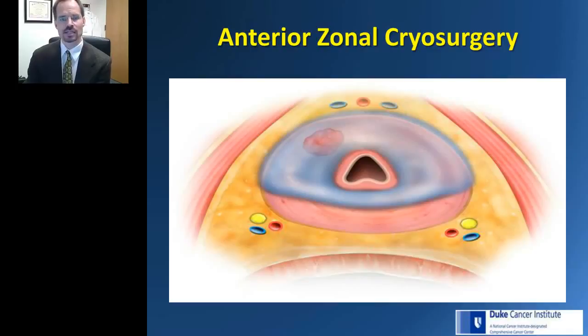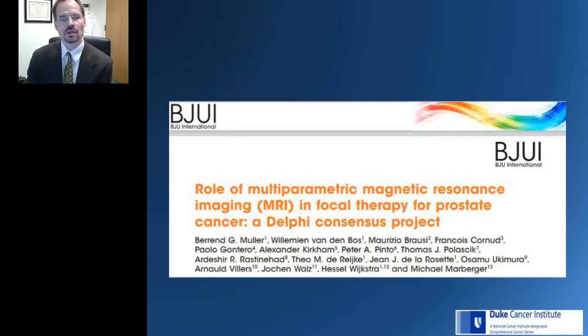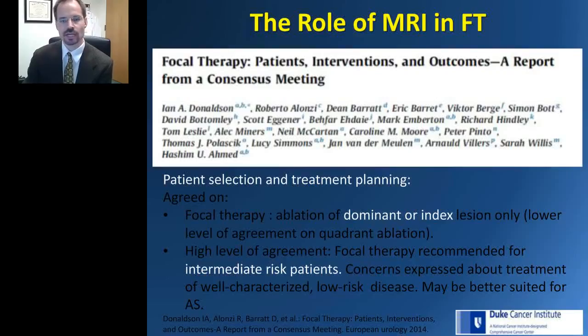So this is a novel concept. This is an anterior zone cryosurgery for this particular patient. As you saw, his tumor was in the anterior zone here. We're running the ice down to here. We're getting nowhere near his nerve bundle on the left and the right. So this patient has an ideal outcome in terms of potency and continence. So what is the role of multiparametric MRI in a focal therapy program? Again, we turn towards a consensus effort of international experts comprising radiologists, medical oncologists, urologists, radiation doctors, and we have these reports.